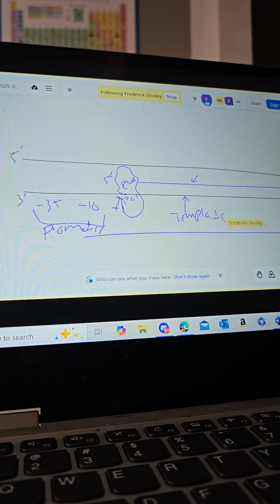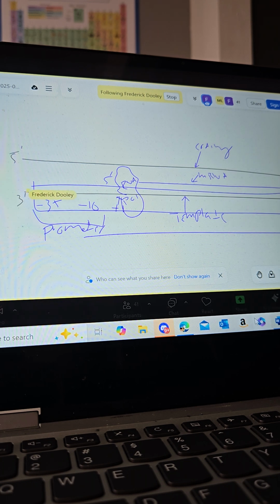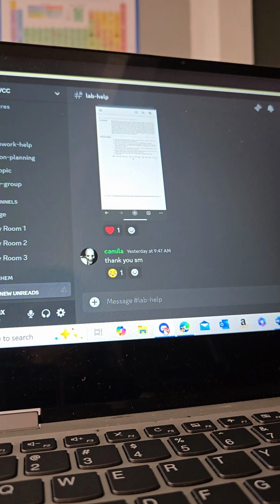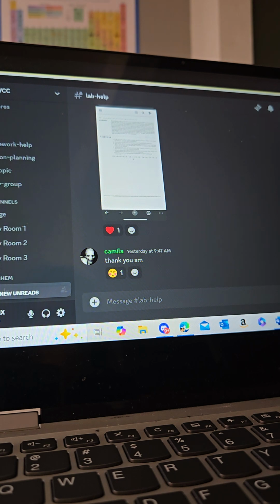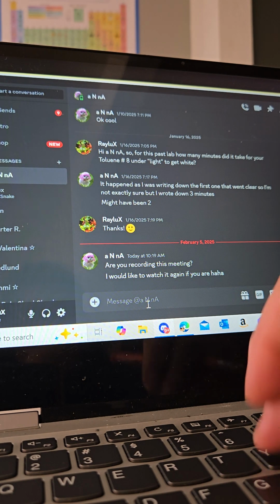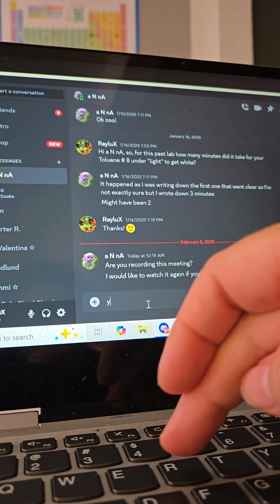We made an mRNA. So what is this side called? Coding strand? All right. This whole thing is called a gene. Okay. How we feel?